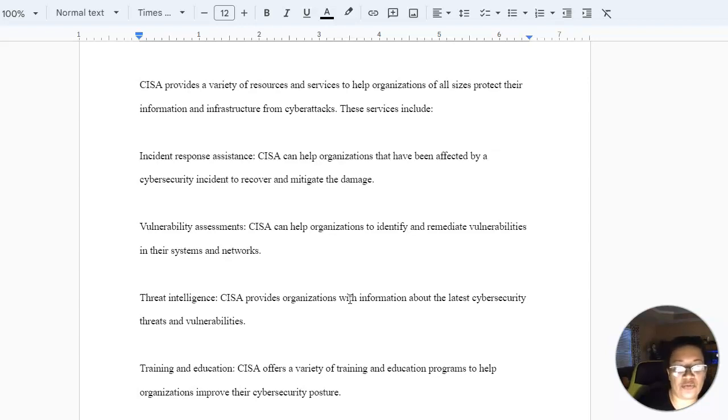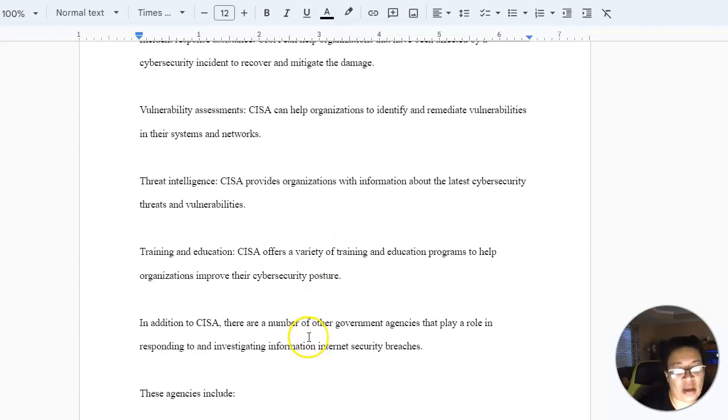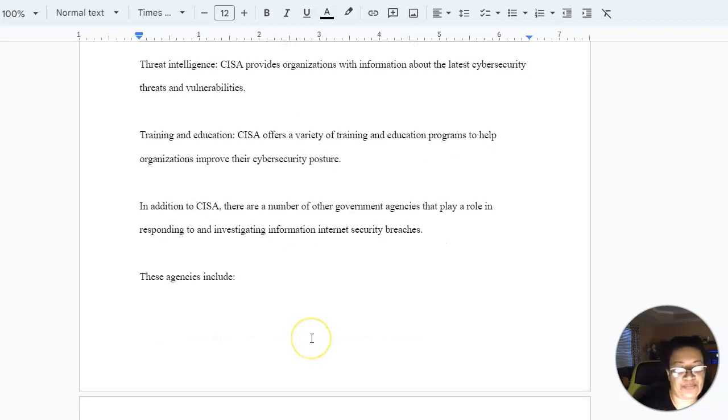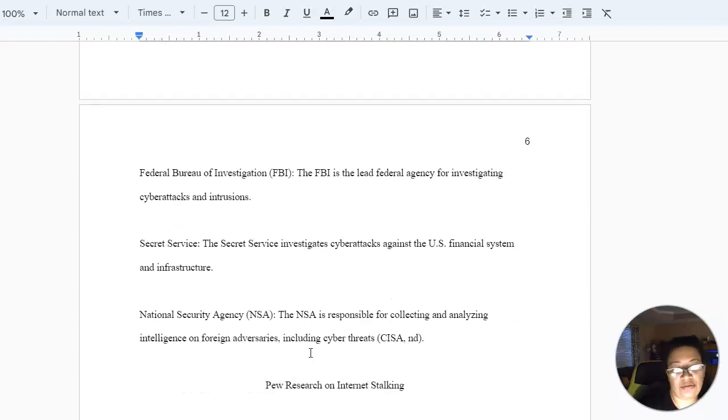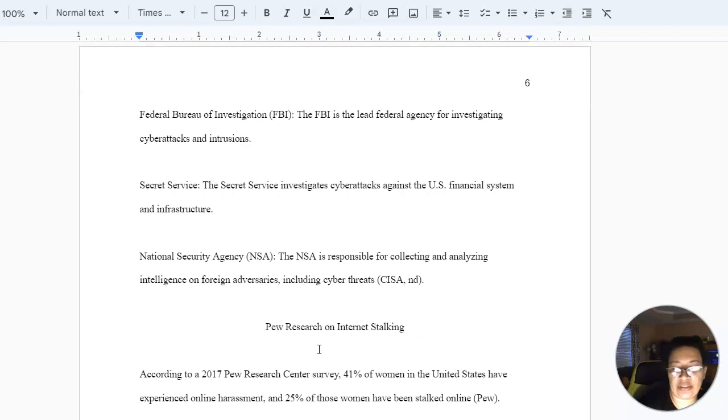There are a lot of resources and services, such as incident response assistance, vulnerability assessments, threat intelligence, training, and education. In addition to CISA, there are a number of other government agencies that play a role in responding. That includes the FBI, Secret Service, and NSA.